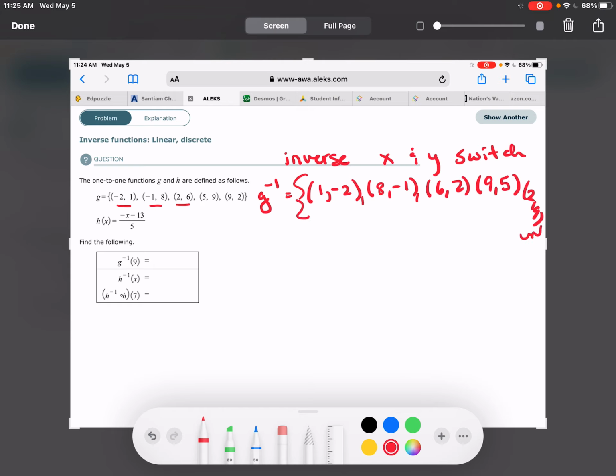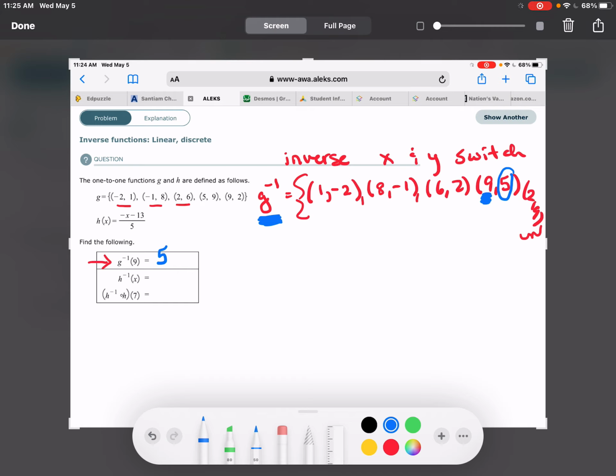And so in the problem here where I want to know the inverse of g of 9, I'm just going to look in my inverse here to find where I have a 9 in my new x's, and so the inverse of that is going to be 5. I have to look at the actual new inverse function that I have created by swapping all of the x's and all of the y's.